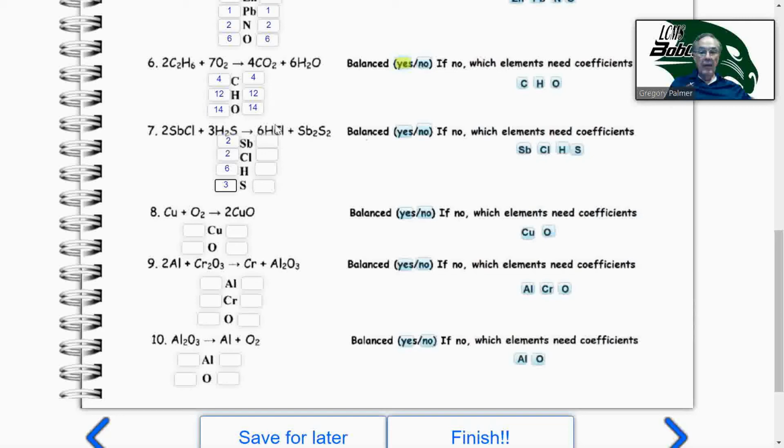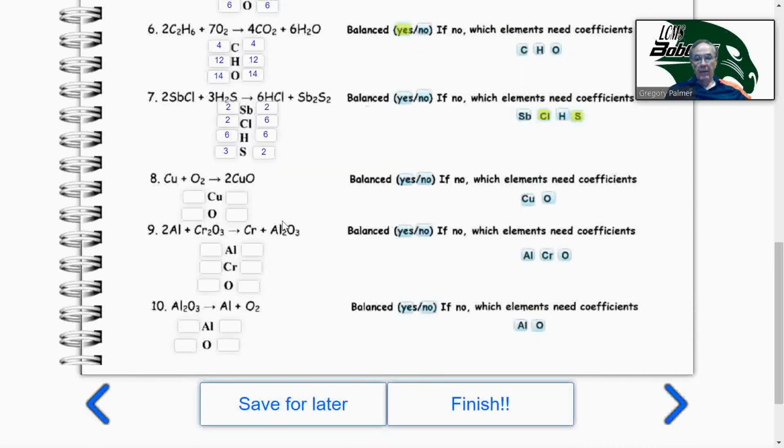Okay, we have 6 of these hydrochloric acids. So 6 times 1 hydrogen is 6. And 6 times 1 chlorine is 6. And then in this formula, there's 2 Sb's and 2 S's. So this is not balanced. We have the Sb's balanced, the chlorines don't balance, the hydrogens balance, and the sulfurs are balanced. So what's the problem? Where do we start putting coefficients? We would start putting coefficients for the chlorine and the sulfurs. Those are the 2 that are not in balance.